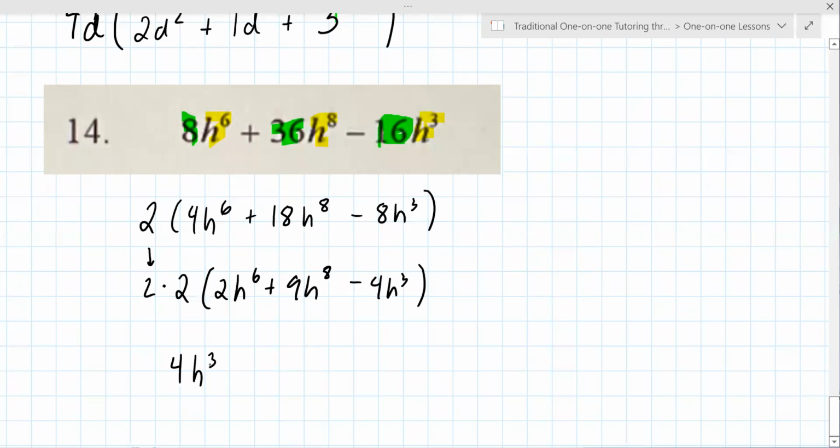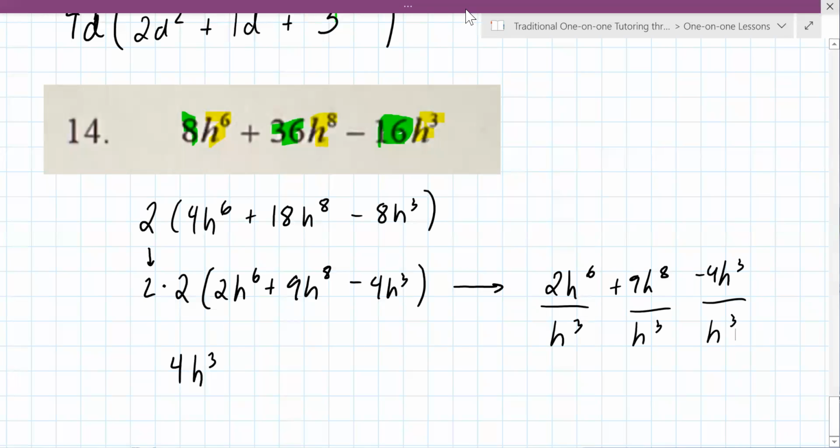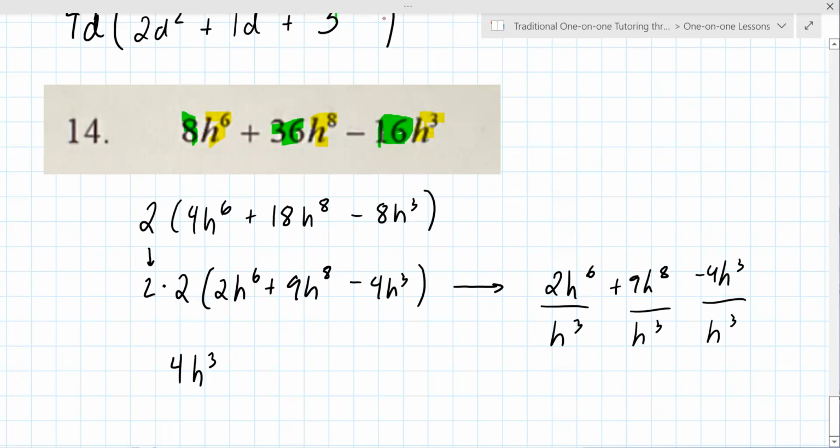H cubed. Okay. So again, maybe it's easier for you to do it not all at once. Like you can look at this line here, 2h to the 6th plus 9h to the 8th minus 4h cubed, and you divide each of these by h cubed. And the numbers just come with, so you're really just focusing on the h's this time. I don't know if that's more helpful. You'll have to kind of decide. I like to do it from the beginning, but both ways work.